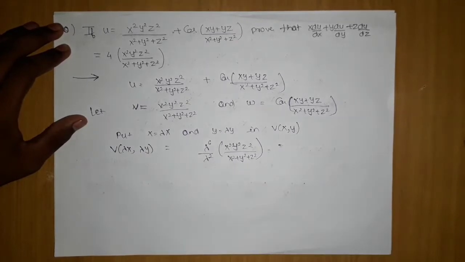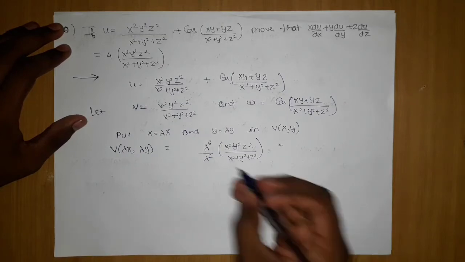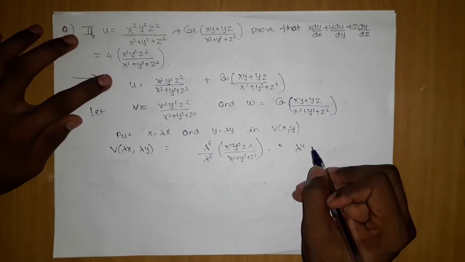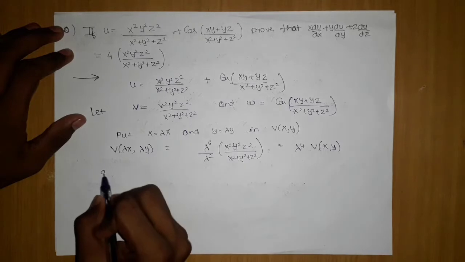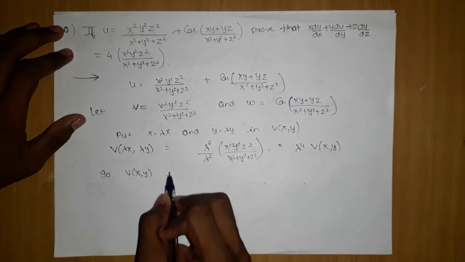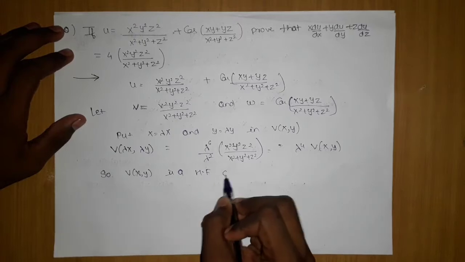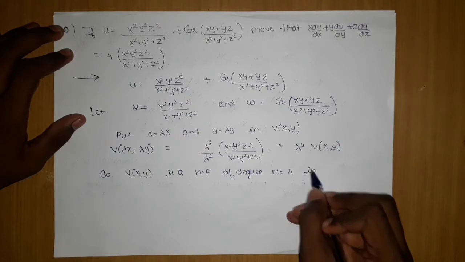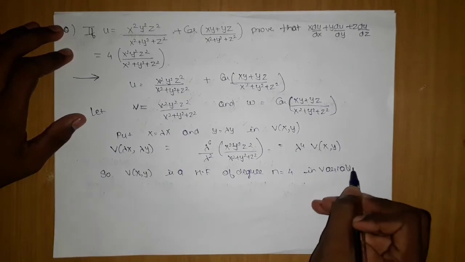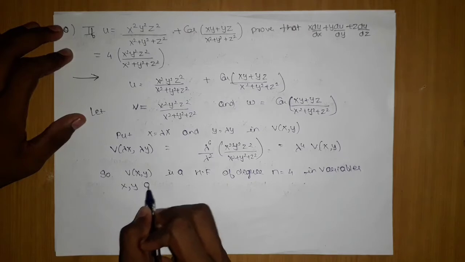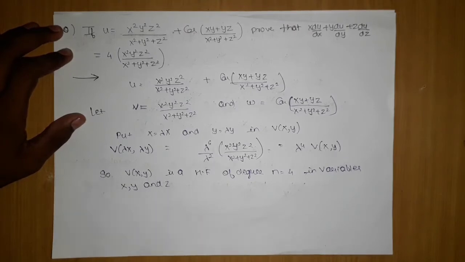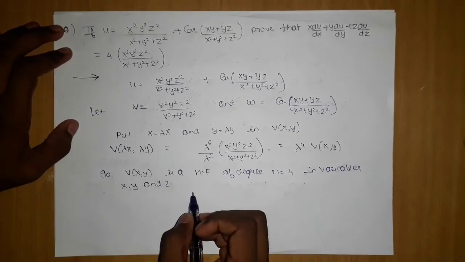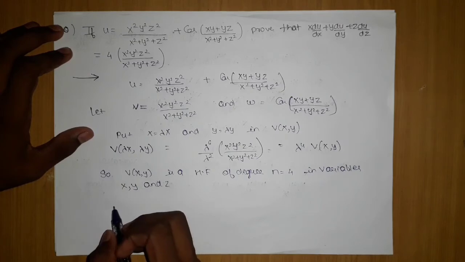Okay, what will happen here? What will actually happen is that this will reduce, and here you will have v of x comma y. So v of x comma y is a homogeneous function of degree n equals 4 in variables, listen carefully what I am writing, variables x, y and z. Be careful of that. I am writing x, y and z. Understand, it is very important. x, y and z. After you do that, what are you going to do?